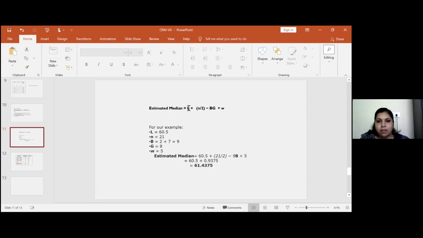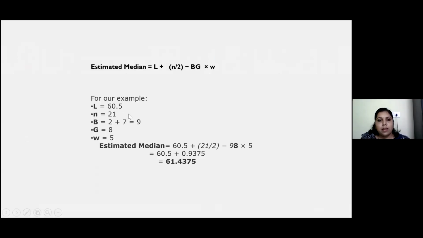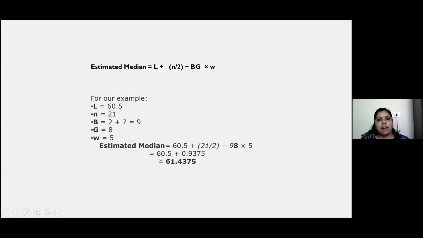As per the formula, 60.5 plus N by 2, 21 by 2, minus B, B is 9, divided by F, F is 8, multiplied by 5. 21 divided by 2 is 10.5. 10.5 minus 9 is 1.5, divided by 8 and multiplied by 5, the answer is 0.9375. I add these two values together, and the answer is 61.43. Can you please solve this and see?